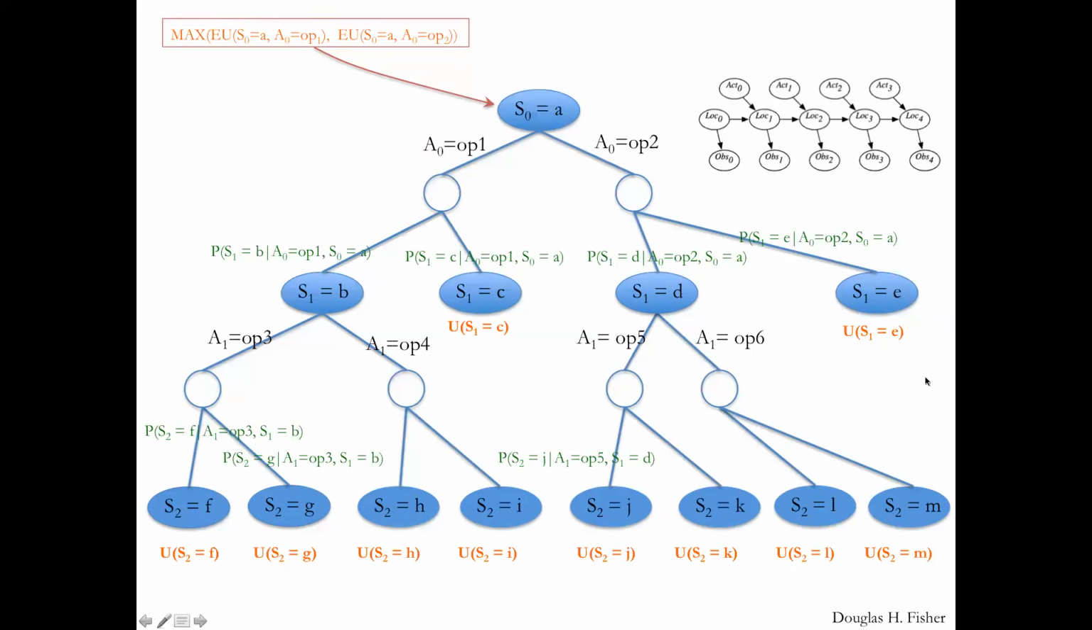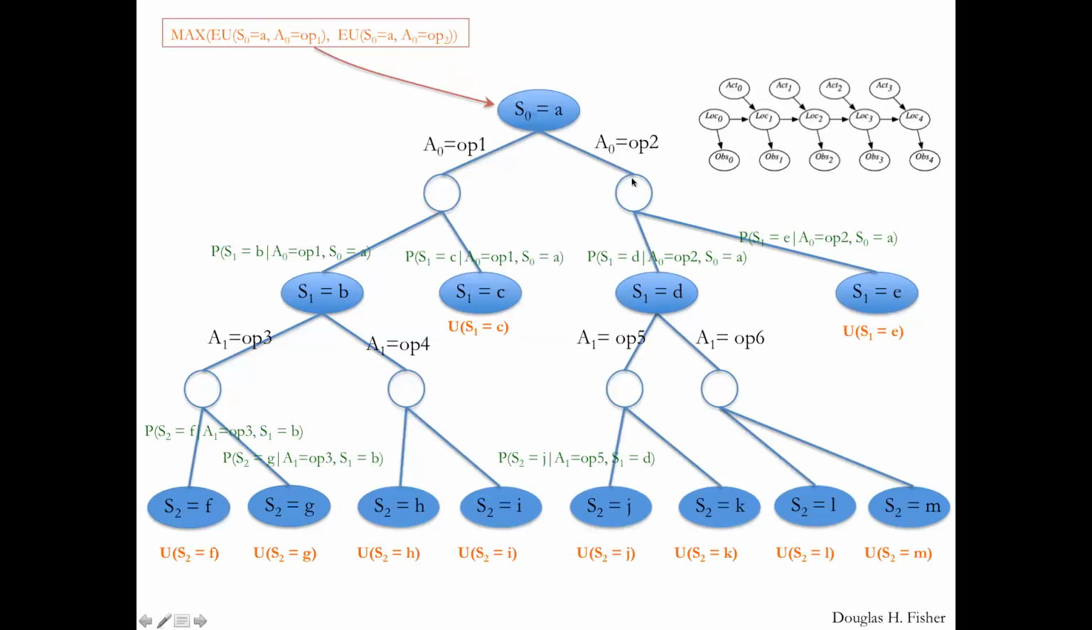We do the same thing for this subtree, and up here we are going to be selecting the max between the expected utility here and the expected utility here. If the expected utility here is greater than the expected utility here, the rational agent would choose to make a move down this branch.